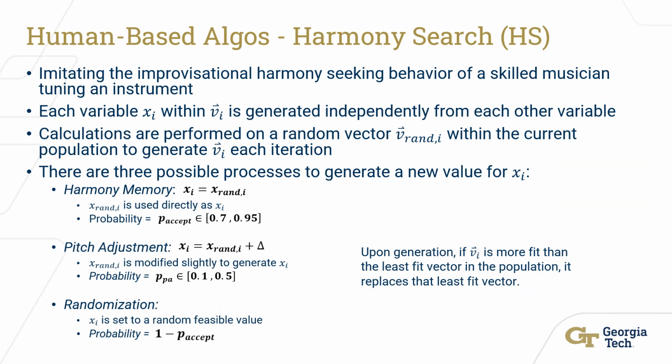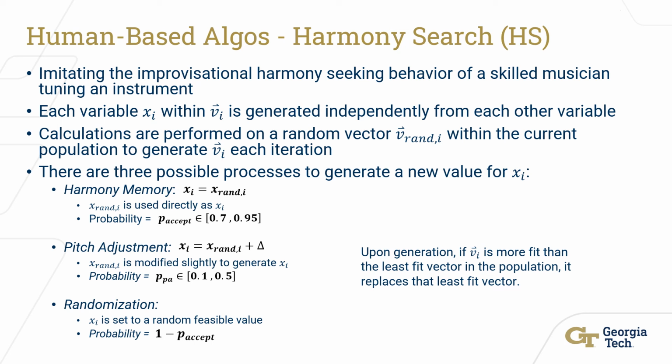Entering into the human-based category, the harmony search algorithm imitates the harmony-seeking behavior of a skilled musician. In this process, a new variable vector is generated by performing calculations on a random variable vector from the population. Each element in the new variable vector is devised from the associated element in the random variable vector according to one of three processes chosen at random.